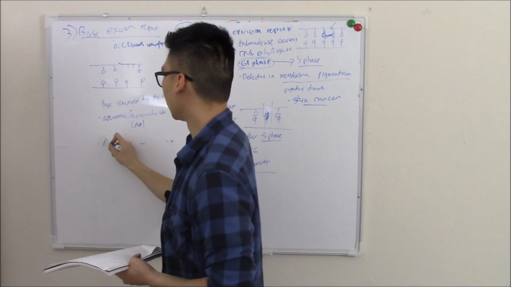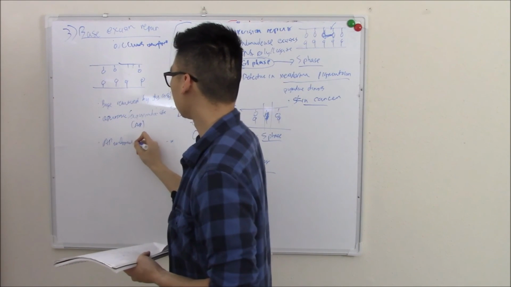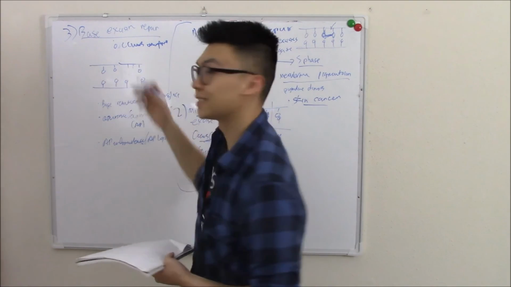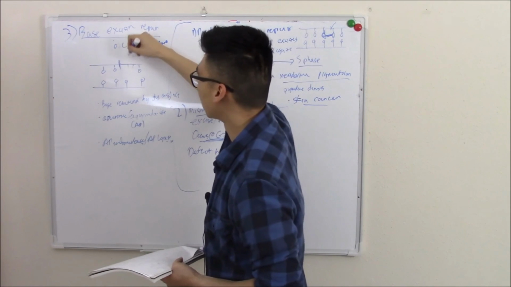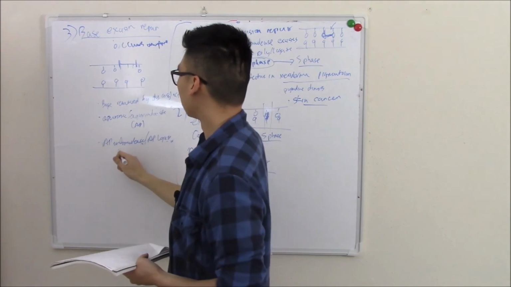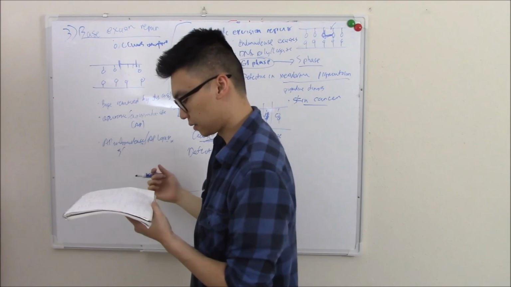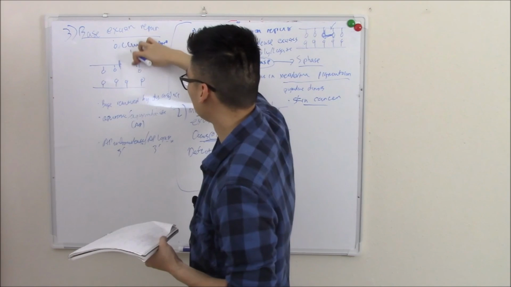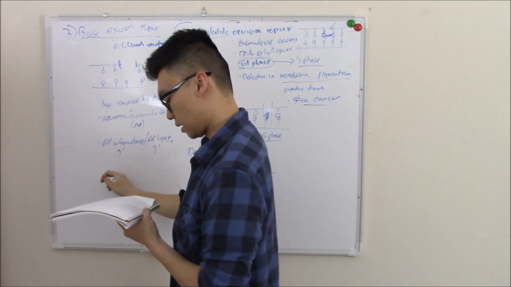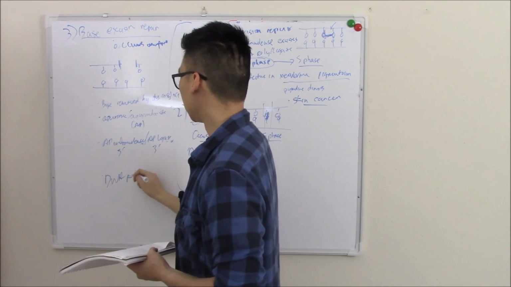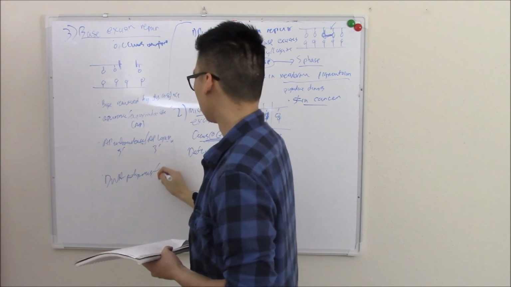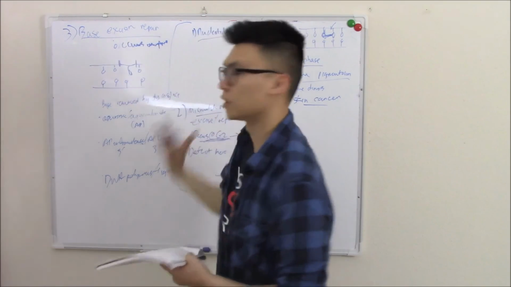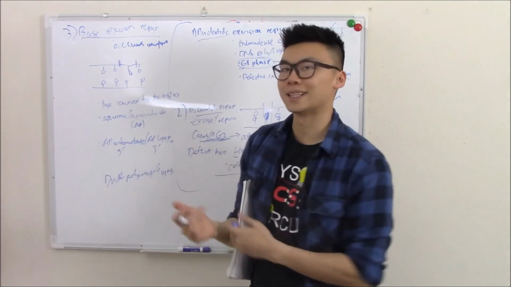This attracts AP endonuclease and AP lyase. They see this empty site and they cut it out. The 5' end is cut out by your AP endonuclease. The 3' end is cut out by your lyase. And then finally, DNA polymerase and ligase comes in, fills it up, repairs it. That is your base excision repair.